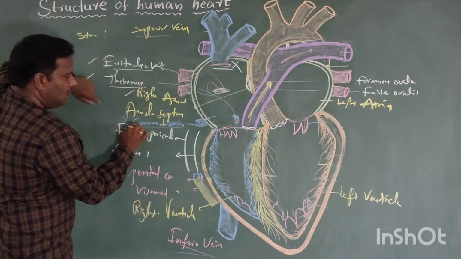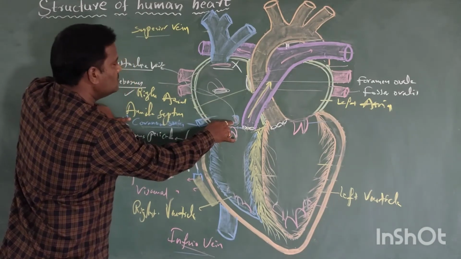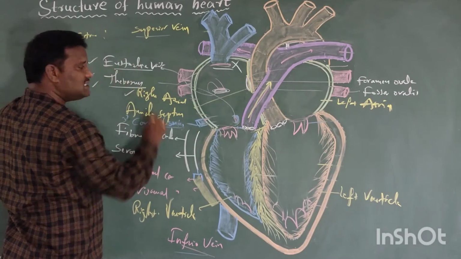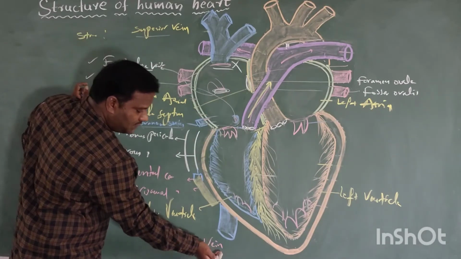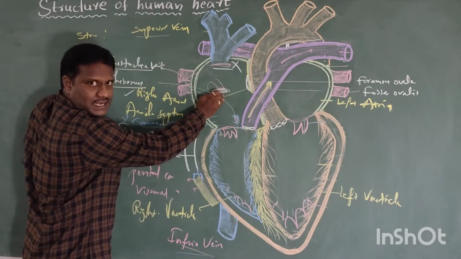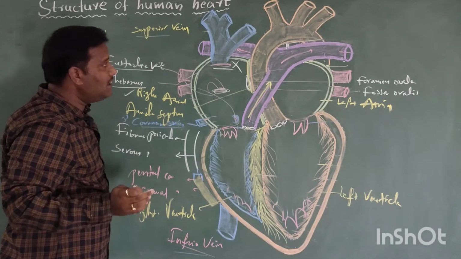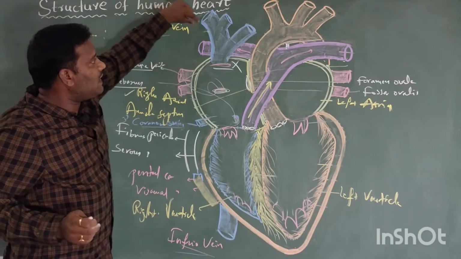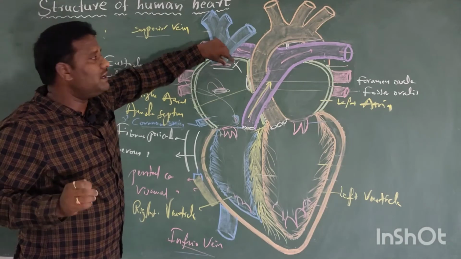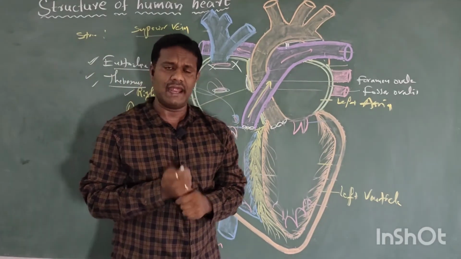So first of all, the coronary sinus enters this area of the right atrium, where the Thebesian valve is present. The inferior vena cava opens into the right atrium, where one Eustachian valve is present. And the superior vena cava enters the right atrium, where the valves are absent, right?